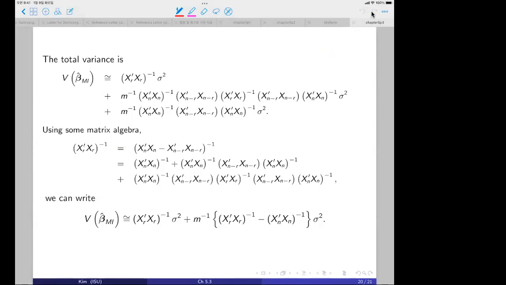The result kind of makes sense. Basically, you have the variance of the MLE plus an additional term, which exactly matches my original decomposition. This is the variance of the beta hat n, and this is the variance of the beta hat MI minus beta hat n.